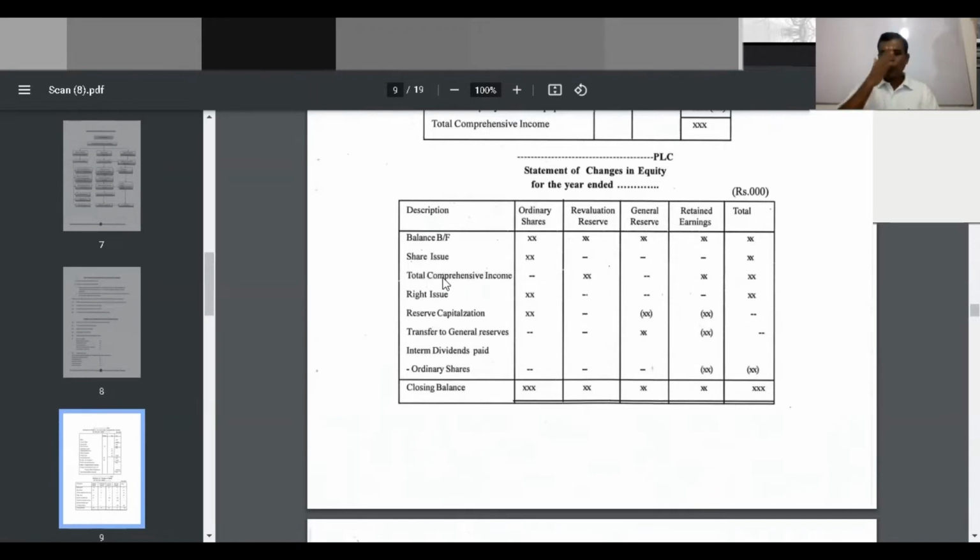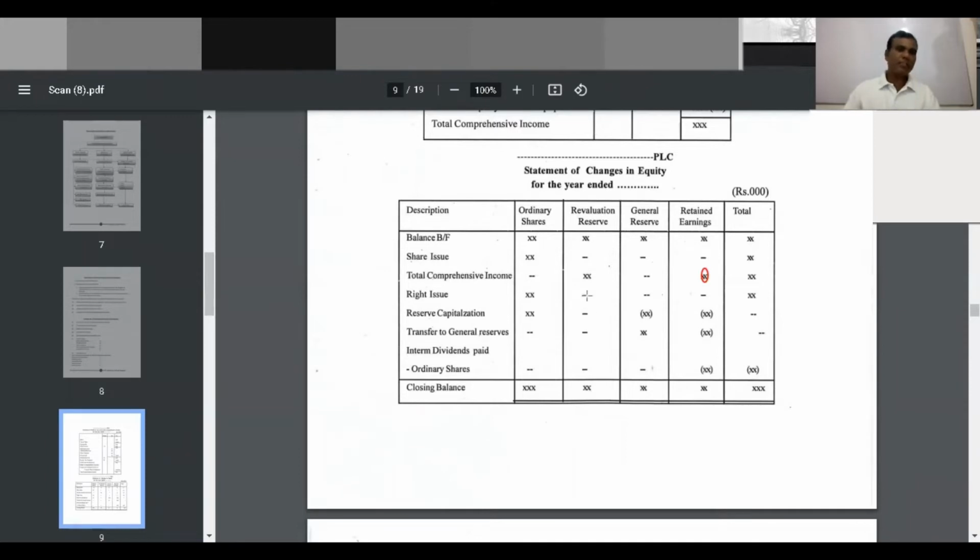Then you calculate the comprehensive income from the comprehensive income statement. Comprehensive income comprises 2 components: the profit for the year and other comprehensive income. The profit for the year should be recorded under the retained earnings column. That is the portion we have recorded here.